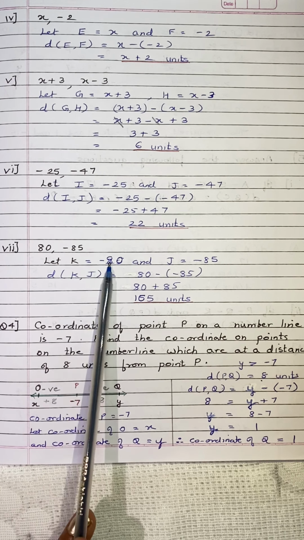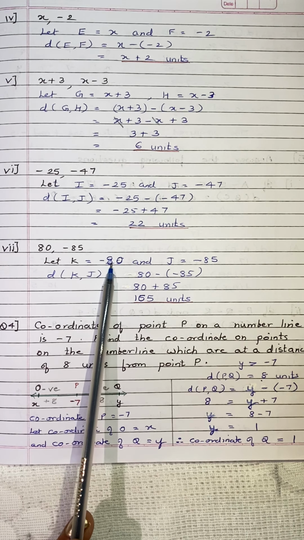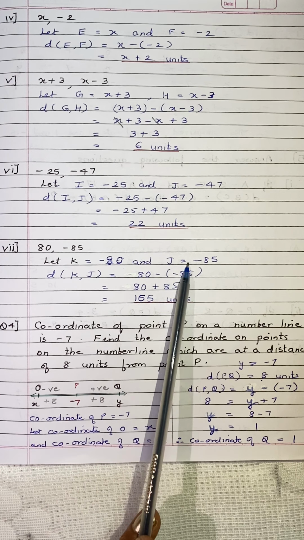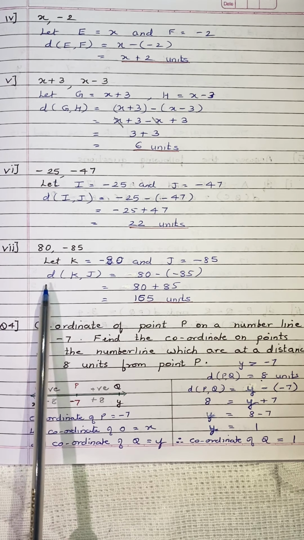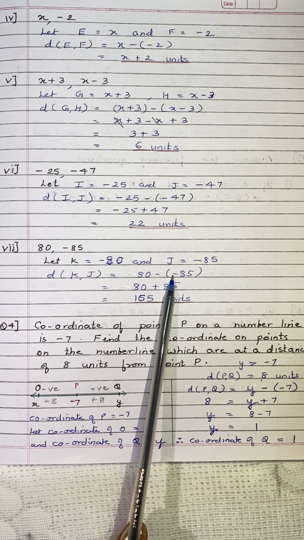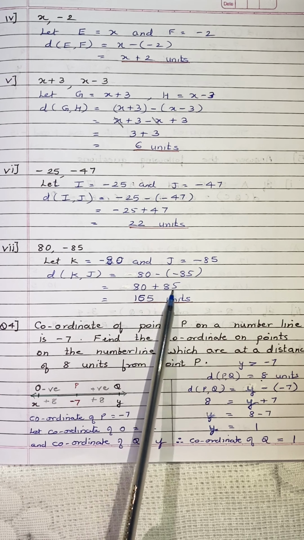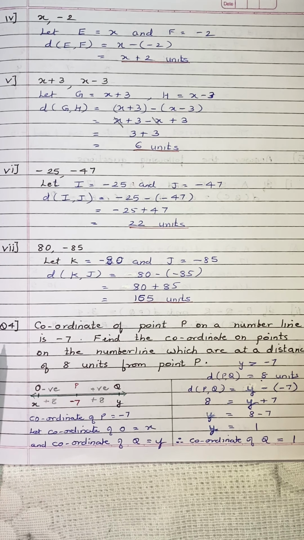Seventh sub question, 80 and 85. Let K be 80. This is wrong. It is by mistake I have written. It is 80 and J is negative 85. So distance between KJ is equal to 80 minus negative 85. So minus into minus plus. So 80 plus 85 is 165 units.